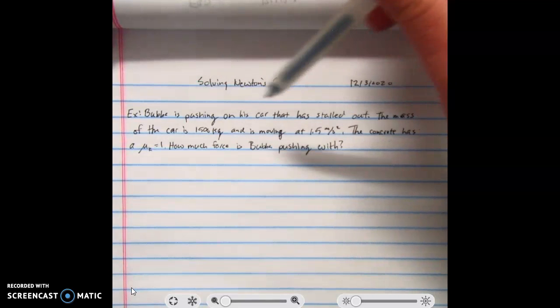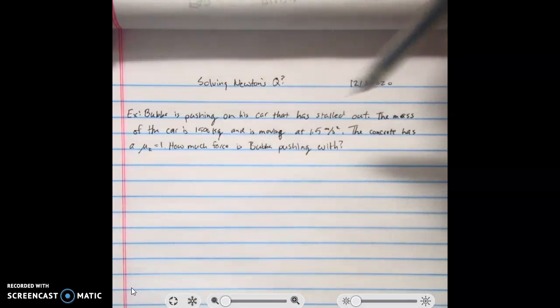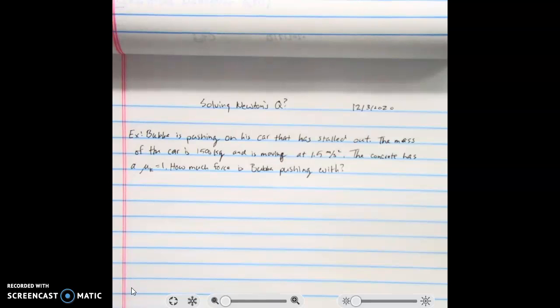Bubba's pushing on his car that is stalled out. Mass of the car is 300 kilograms, moving at 1.5 meters per second squared. Concrete has a coefficient of 1. And then how much force is Bubba pushing with?